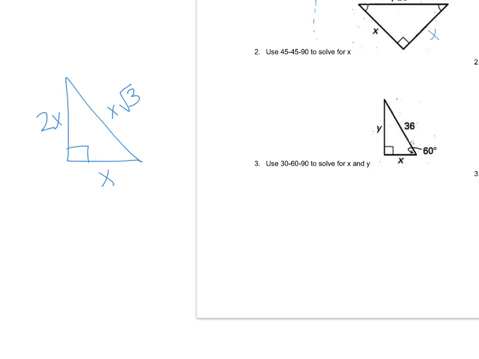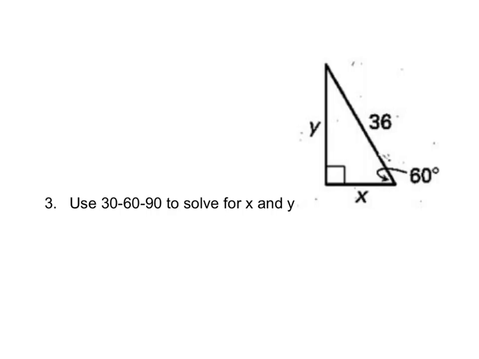So looking at number 3, they want to solve for both x and y. Take a look at your angles. This is obviously going to be the 90. This one's the 60. They just gave that to you. It's written right there. So that means this one has to be 30.